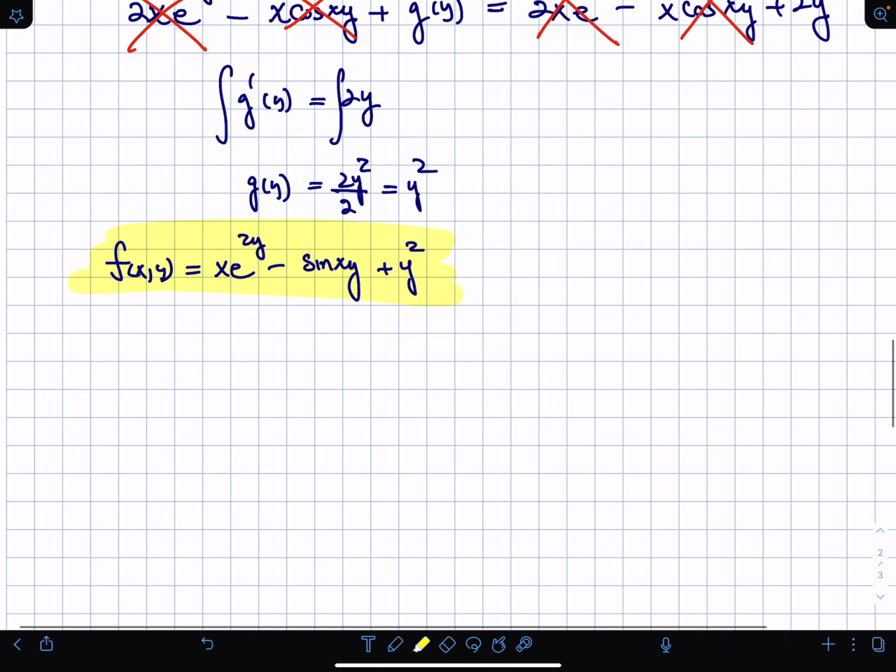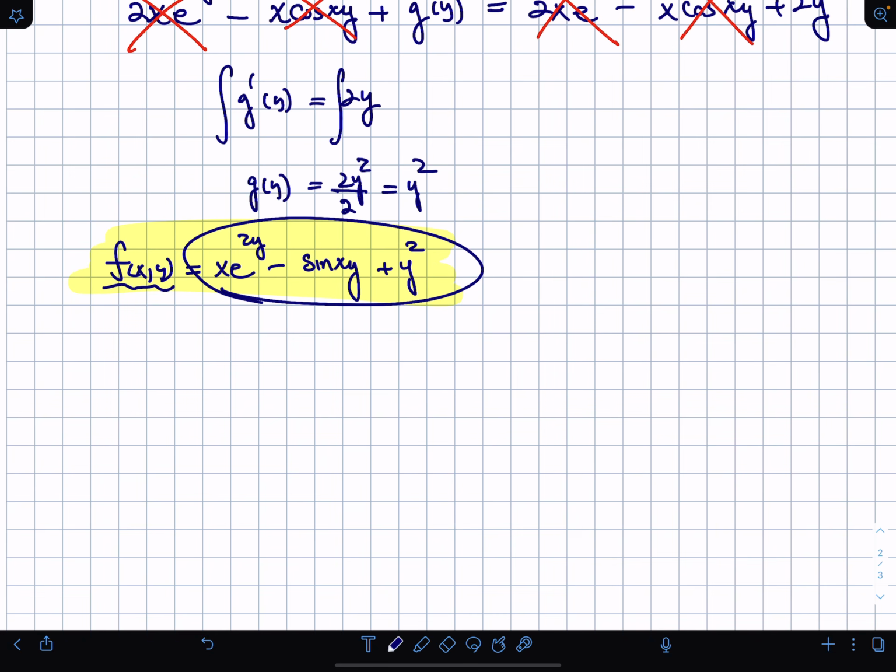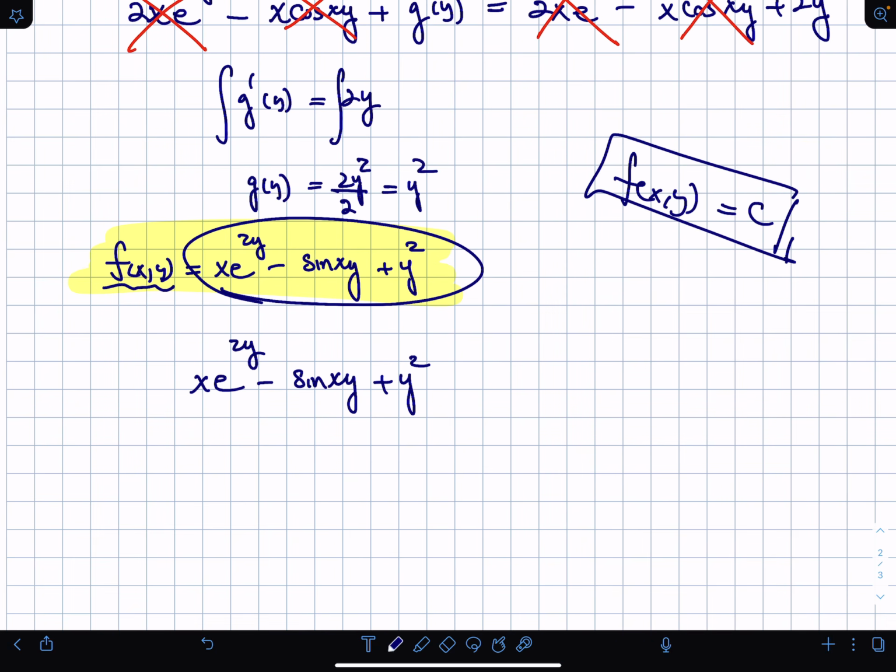The actual solution to this equation is written not as f of xy symbolically itself, but what it actually is. Because the solution is, I'm going to write it here, f of xy equal to a constant, not just f of xy. So it's f of xy equals a constant, and that is the solution.